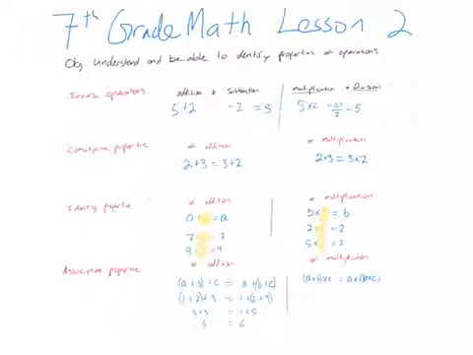Same thing here. 1 times 2 times 3. If I multiplied those two first, I'd get 2. Times 3, I'd get 6. Over here, if I did 2 times 3 first, that'd be the same thing as 1 times 6, which again just gives me 6. So either way, it comes out to be the same.